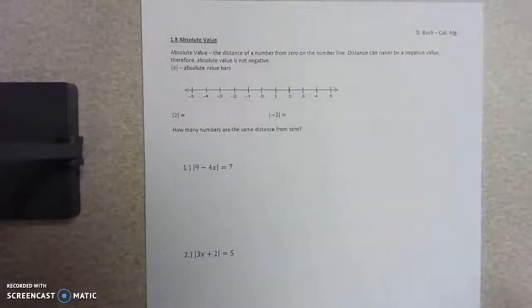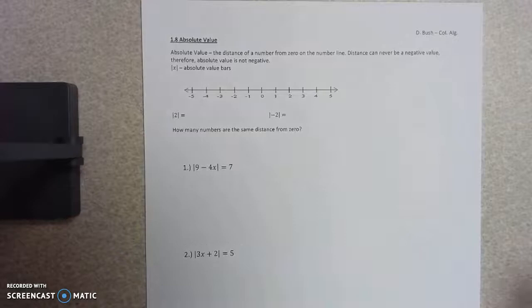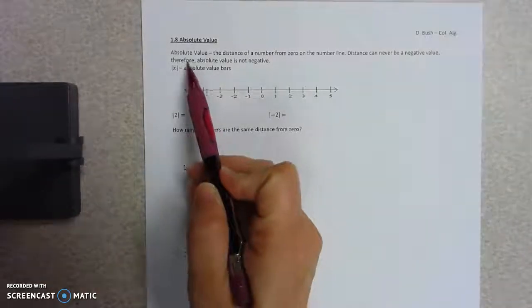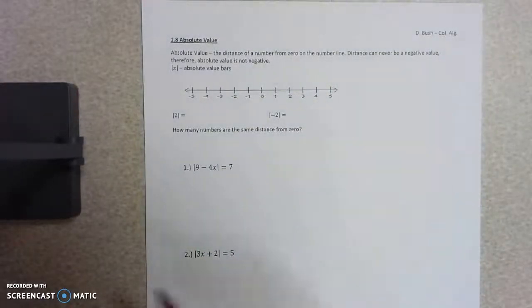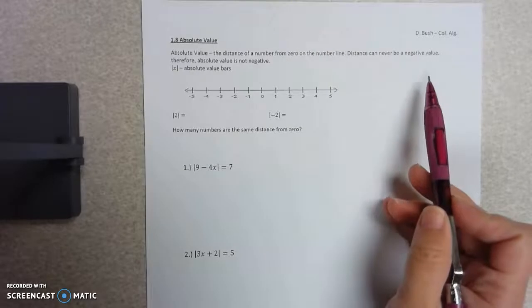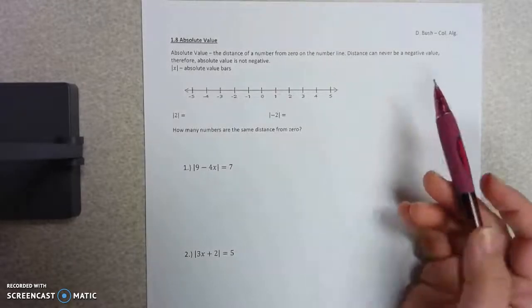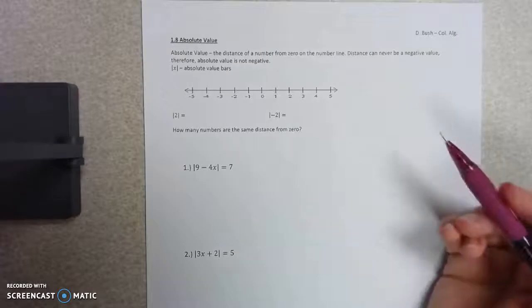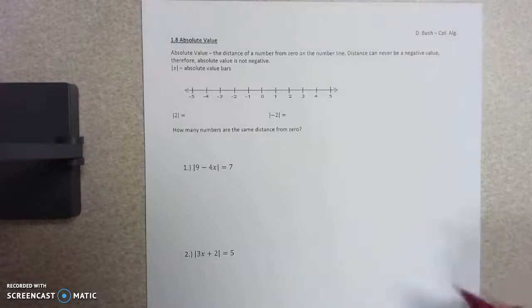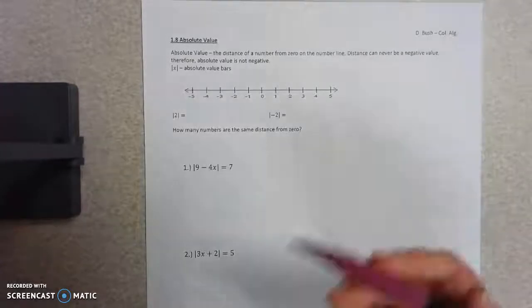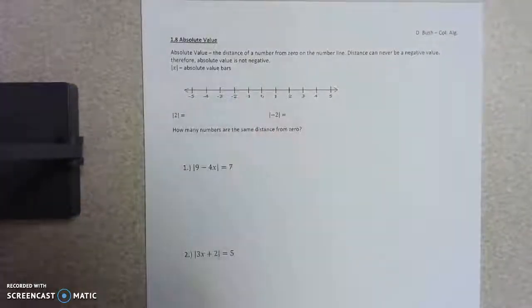This video will cover section 1.8 on absolute value equations. Now, you have to remember what absolute value means when you're solving absolute value equations. Absolute value is simply the distance of a number from 0 on the number line, and distance can never be negative. Even if you walked backward 2 feet or 10 feet or dug down in the ground 100 feet, you're still going a positive distance. You can't go negative time. So anytime you take the absolute value, it's not negative, it's positive.